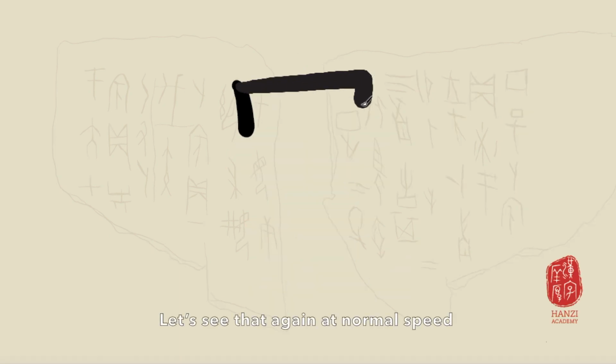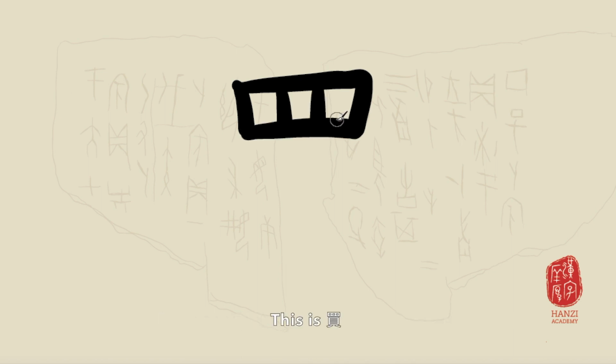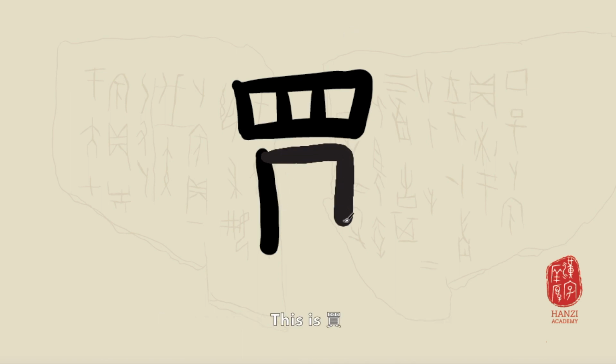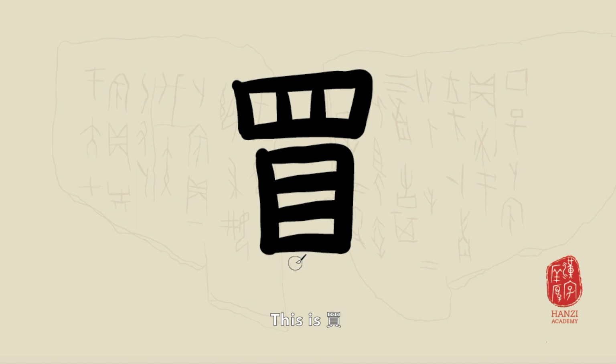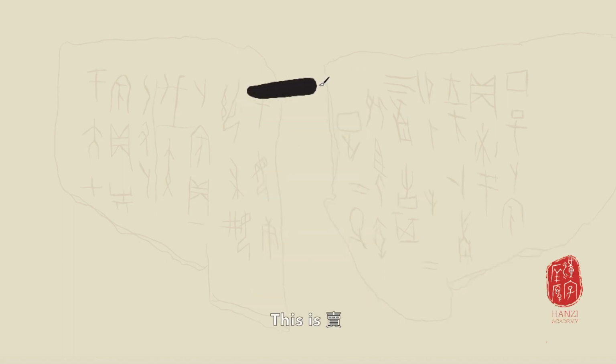Let's see that again at normal speed. This is 买. This is 卖.